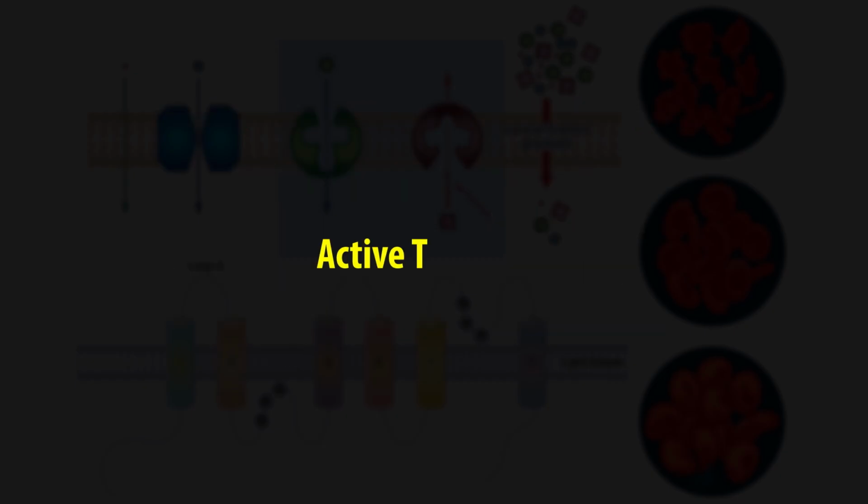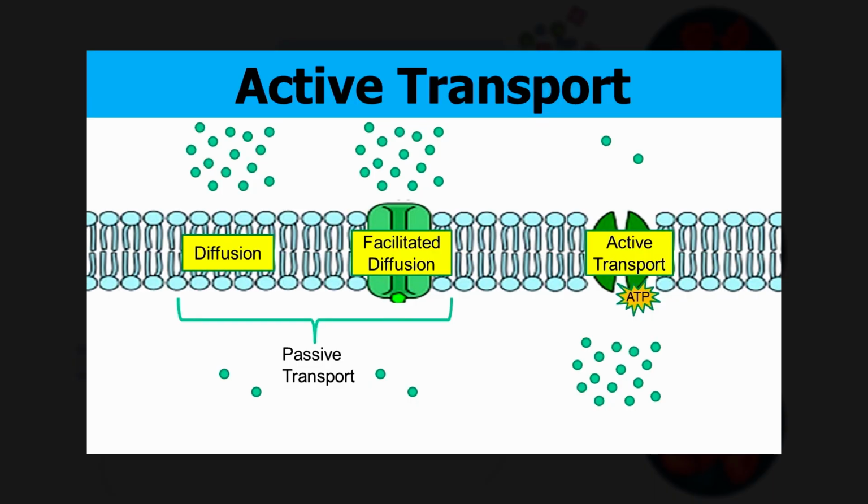Dear students, we will now discuss active transport. Active transport is the energy-dependent movement of molecules across membranes, usually against their concentration or electrochemical gradients. It requires ATP hydrolysis or ion gradients.